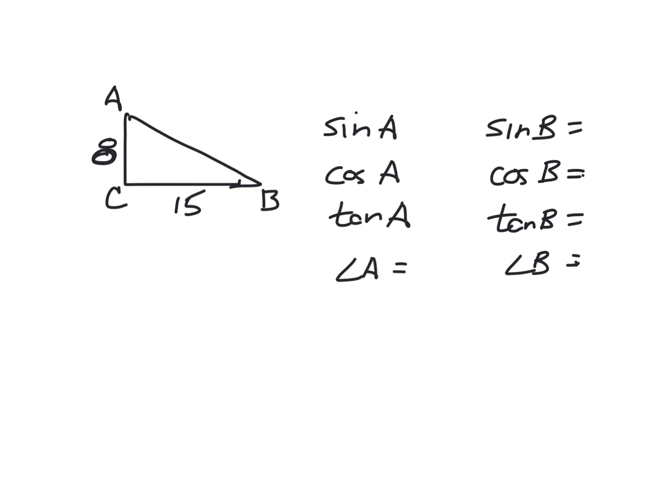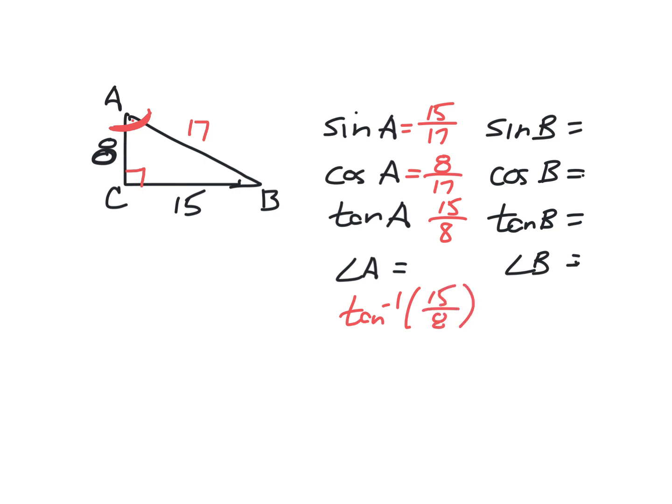Next one's 8, 15. I recognize that to be 17, otherwise you could use the Pythagorean theorem again. Sine of A, focus on the angle A. Opposite is 15. Hypotenuse is 17. Cosine is 8 over 17. Tangent of A, opposite over adjacent, which would be 15/8. And then again, I could do any of these inverses. I'm going to do tan inverse this time of 15/8. Make sure you're in calculator degree mode. And I get 61.9 degrees.